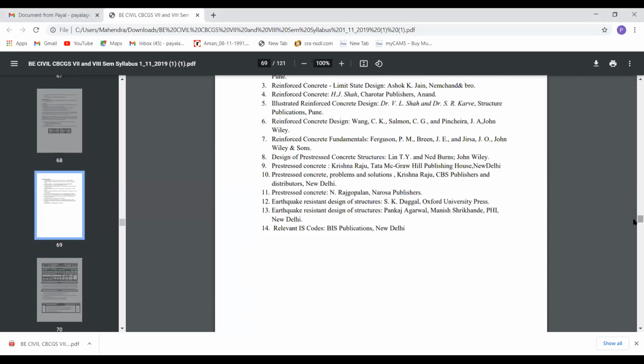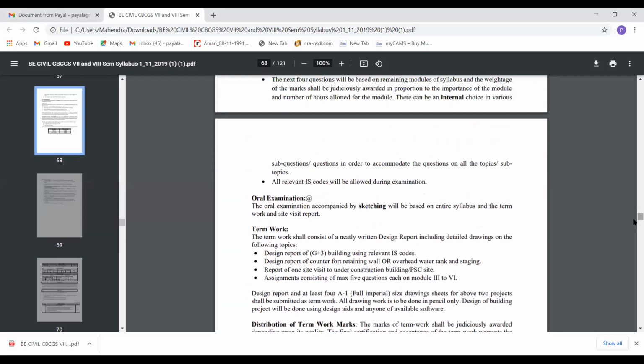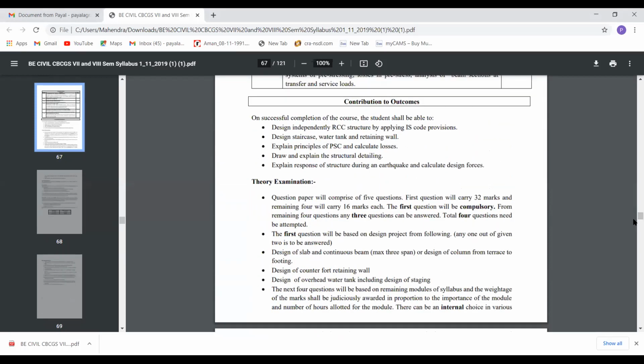Then the paper pattern. What will be the paper pattern for this subject, Design and Drawing of Reinforced Concrete Structures? The theory examination will include a total of 5 questions. Out of those 5 questions, the first question will be compulsory and will carry 32 marks. Up till now, the first question has been of 32 marks.